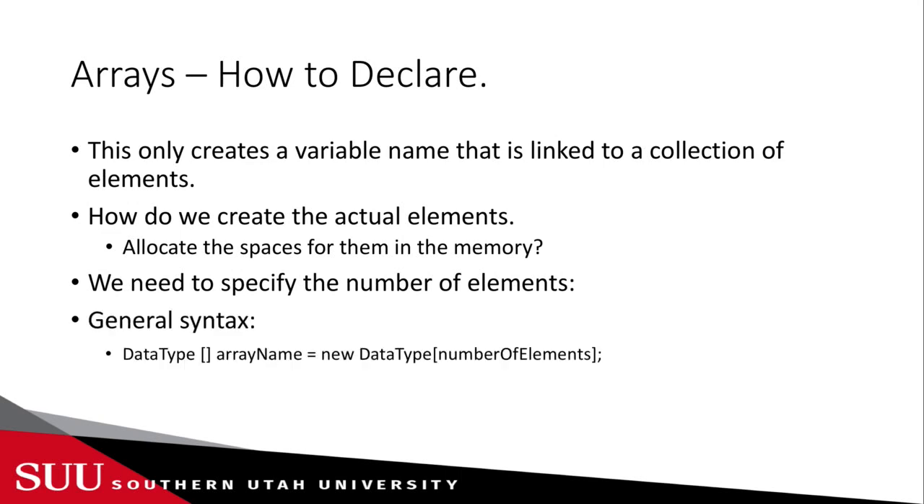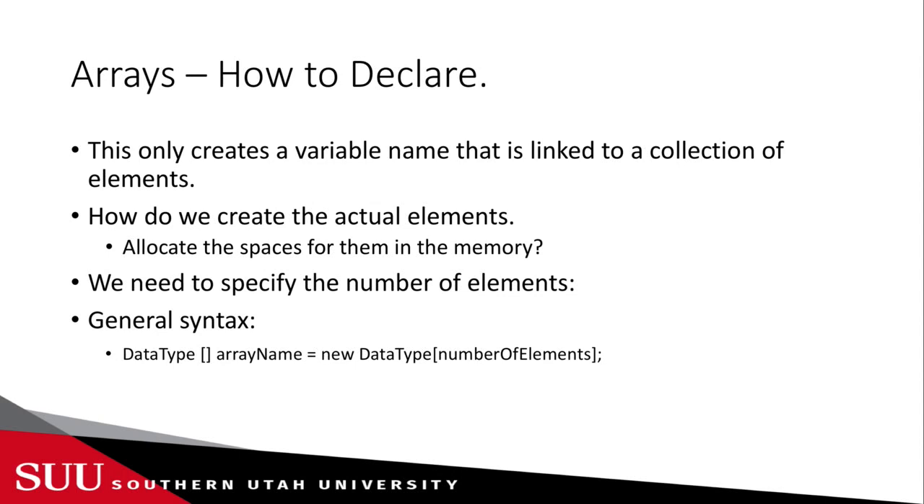So the general syntax is, after we define the first part, which is the previous part we just talked about, data type, and then square brackets, array name, now we will say equals new data type, which is the same data type we used here, and then in the square brackets we will provide the number of elements we want in our array.